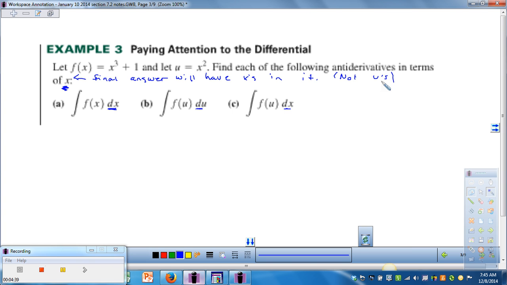Okay? All right. Well, part A says take the antiderivative of f of x dx. So that's just the integral of x cubed plus 1 dx. And we get what? X to the 4th over 4 plus x plus C. Similar to the problem we just did.